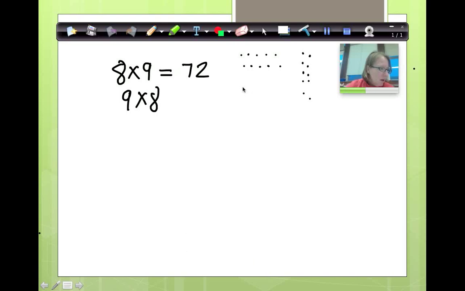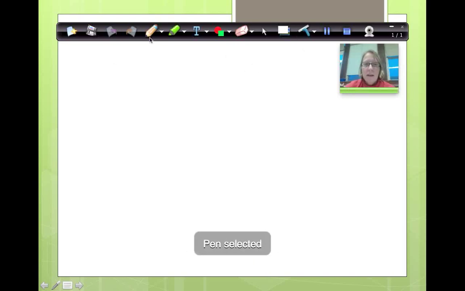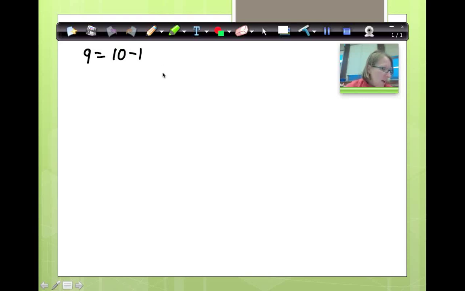Now, this time it said that we had to use the 9 equals 10 take away 1, right? We have to find out how to multiply using this fact. This is a very easy fact. I know you can do that in your head. Okay, so here's my 9 times 8. Let's solve it using this.